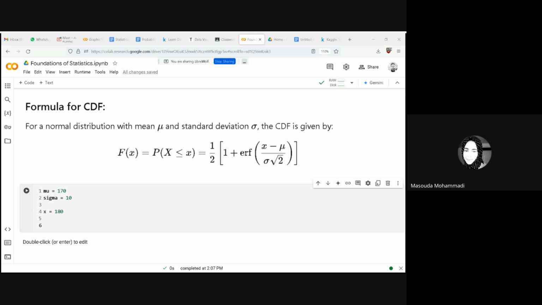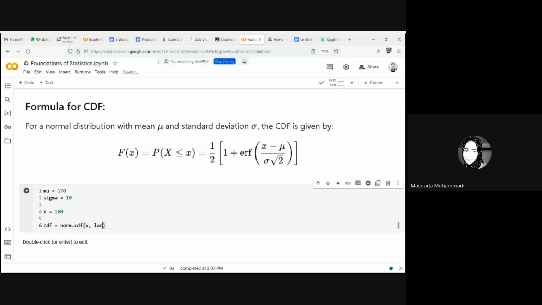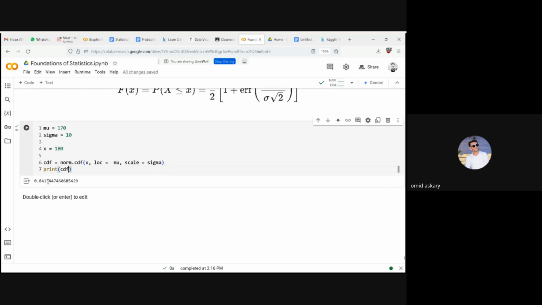Now, how do you calculate the CDF value? The CDF value is norm.cdf of x, this person's height, with loc mu and scale sigma. Now, the CDF is 0.84.